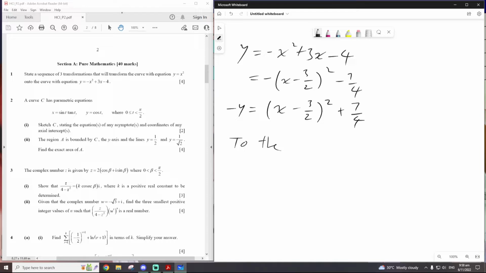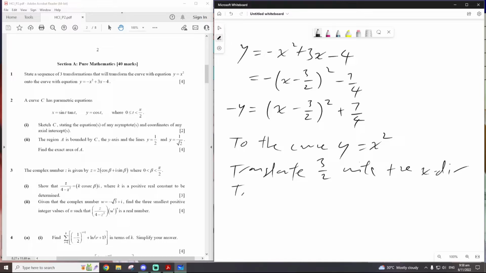So the transformations, remember, it is to the curve y equals x squared. Don't go the other way around. Okay, so what would I do? Well, I would do the translation first and then do the reflection. So translate 3 over 2 units in the positive x direction, sorry. Okay, and then also translate 7 over 4 units in the positive y direction.